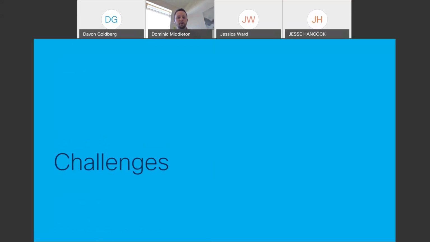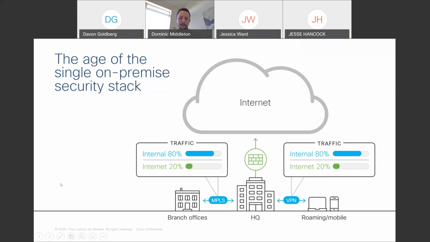Like I mentioned, let's start out with some of the challenges out there. What are we seeing in the environment today? What are we seeing in the market? What are we seeing from a connectivity standpoint? If we go back in time a little bit, we're looking at the age of the single on-premises security stack. I've been with Cisco for a few years. When I first started here, I remember talking to customers about what they were doing for their MPLS setup, what they were doing for their site-to-site VPN. I'm sure a lot of those conversations are still happening today.